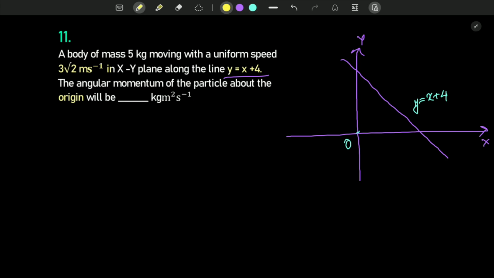Now I know that angular momentum L equals mvl, or let me write mvr. What is r? r is this perpendicular distance. So the main question is to find r. And in the question we are also given that mass is 5 kg and velocity v is 3 root 2 meter per second. So mainly we have to find r.